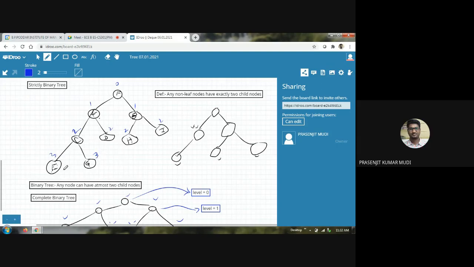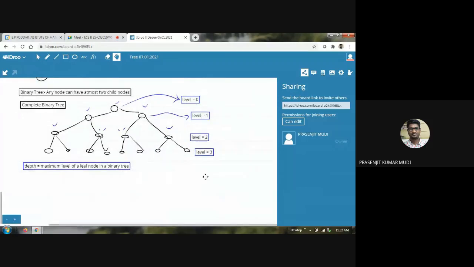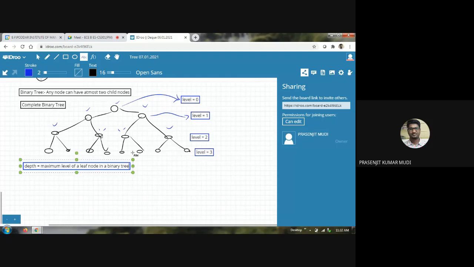So you can see that the levels of the leaf nodes are 3, 3, 2, 2, 2, out of which the maximum is 3. So we can say that the depth of this strictly binary tree is 3. That is the meaning of depth. I hope you understood. And in a complete binary tree, all the leaf nodes will have the same level, and then it should be a picture like this.